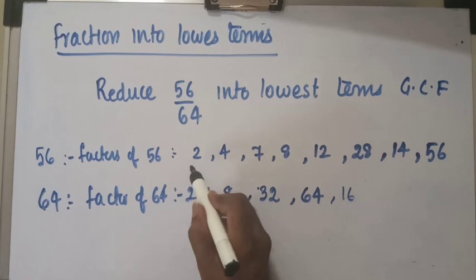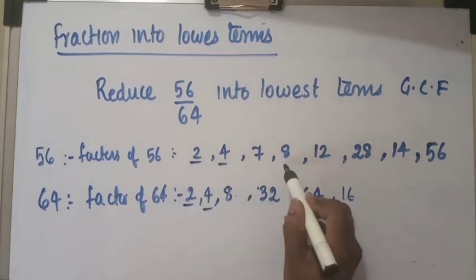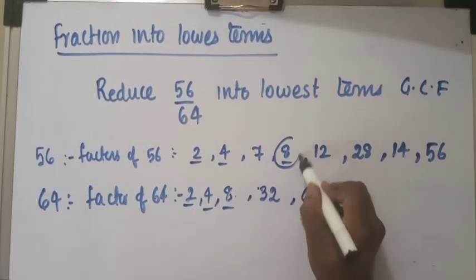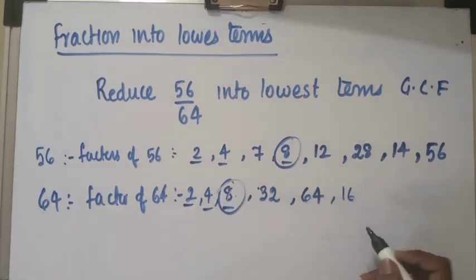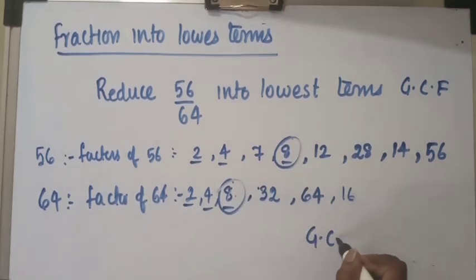Now you have to look at what the common factors are: 2, 4 and 8. And the highest common factor is 8. So what is my GCF here? My highest common factor is 8.